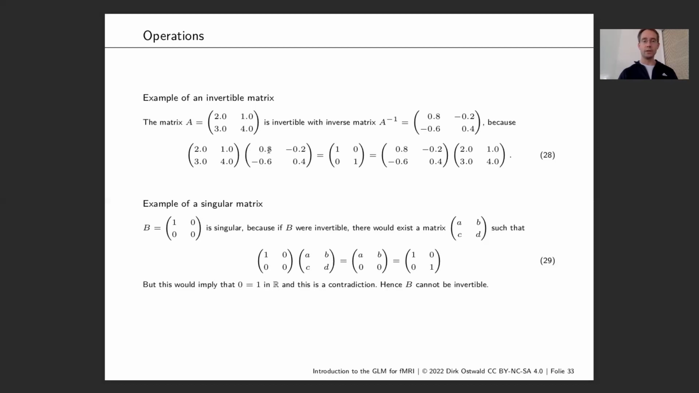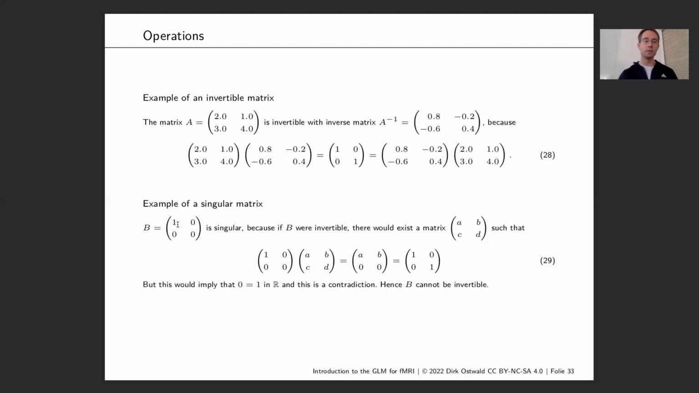Here we get 3 times 0.8, that's 2.4, and we subtract from it 4 times 0.6, so 2.4 again, so we get to a 0. And here we get minus 3 times 0.2, so minus 0.6, and plus 1.6, so we get to 1. So that's how you can check that this is the inverse of this, because if you multiply them, you get the identity matrix.